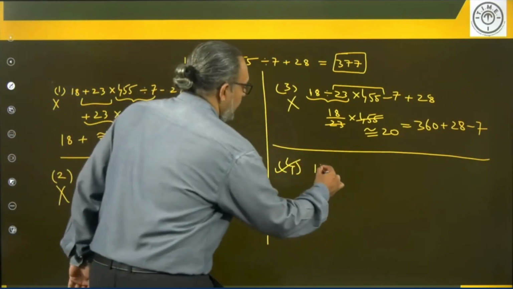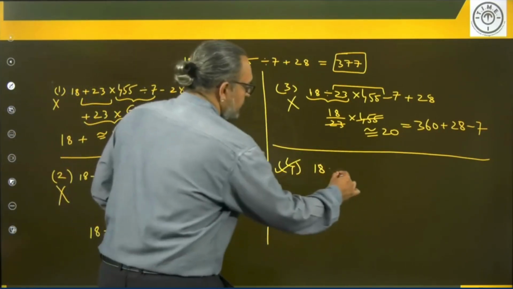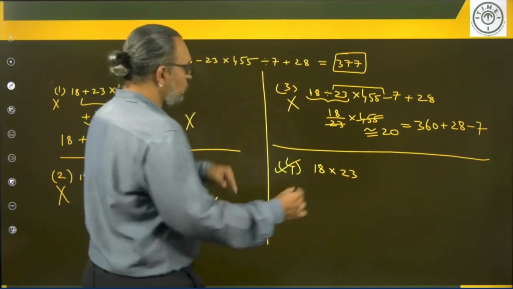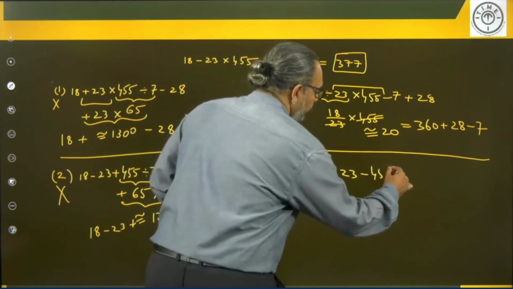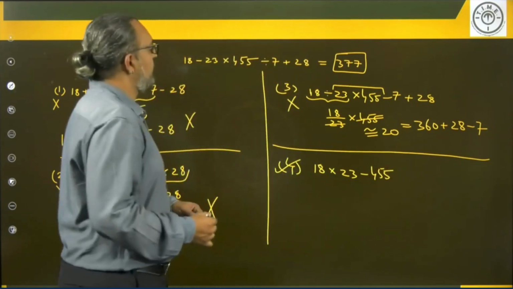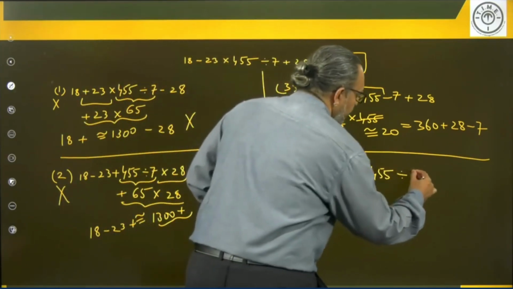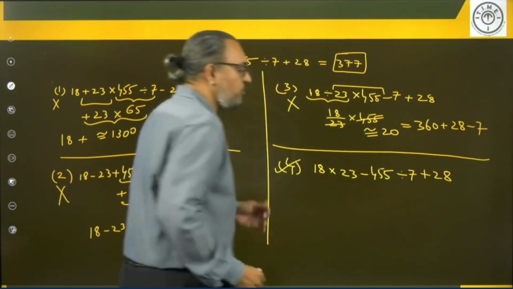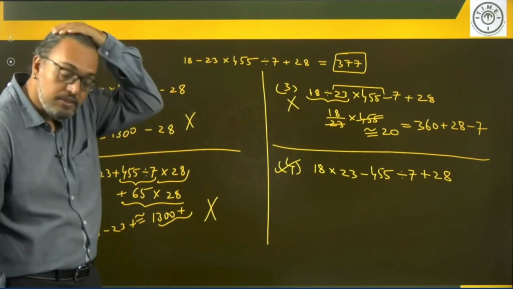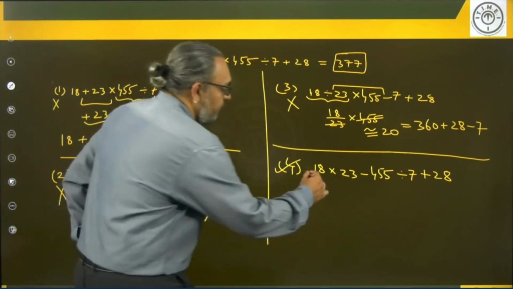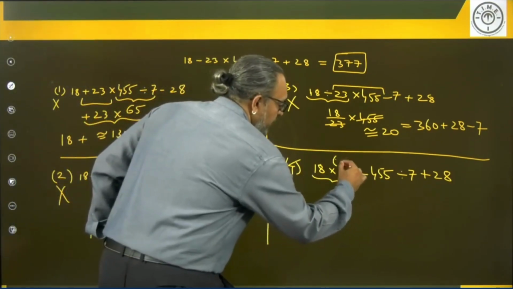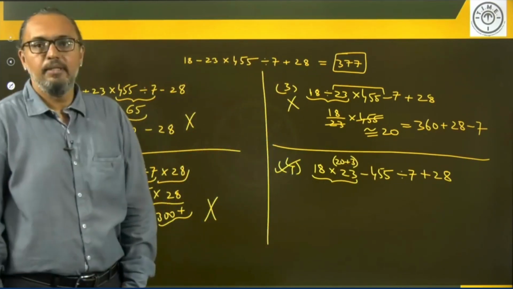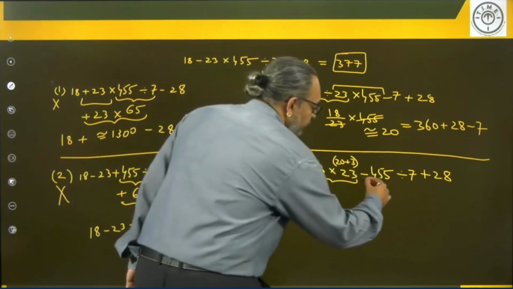So we have 18, minus multiplied into 23 and into is minus 455, correct. Then you have divide by 7 and then plus 28. Now we have to try and get an answer for this. So now let's see. Now we have this. So 23 can be written as 20 plus 3, okay. But then first we need to do the division.